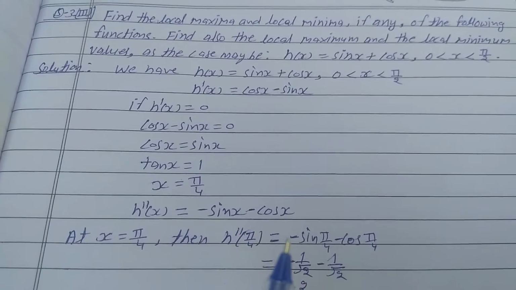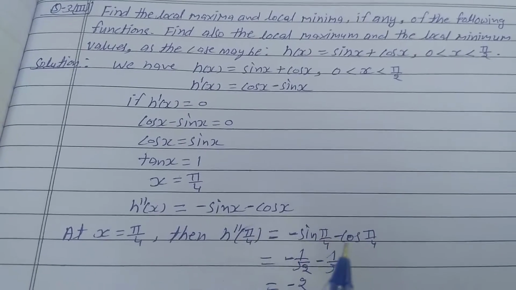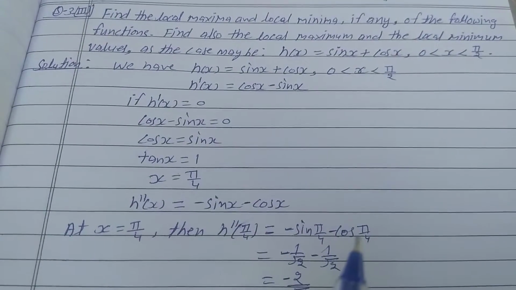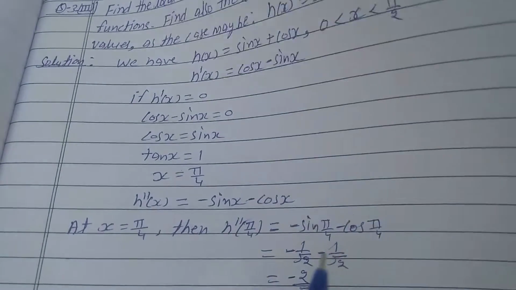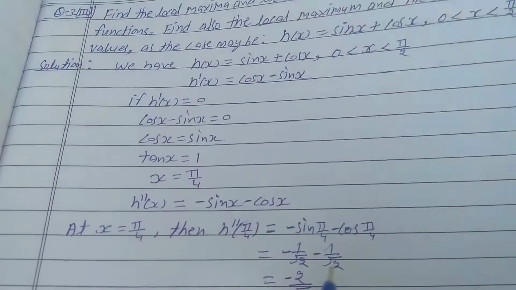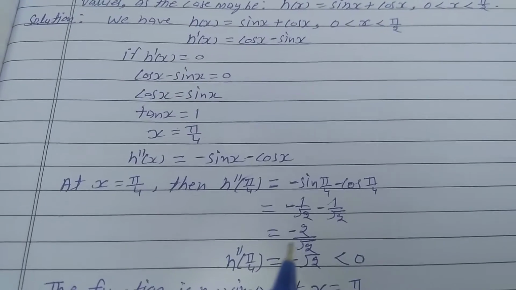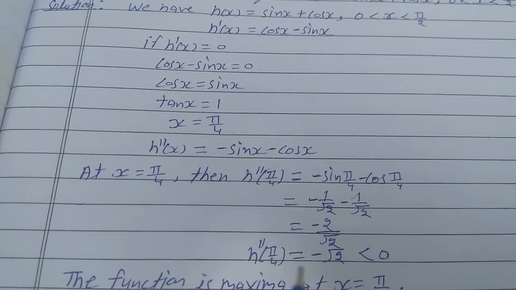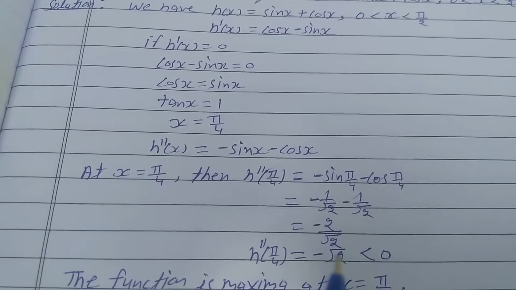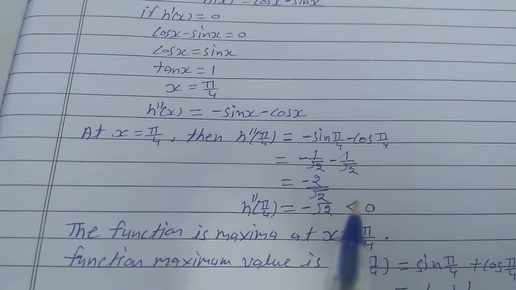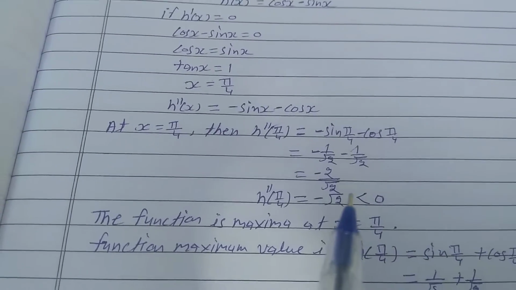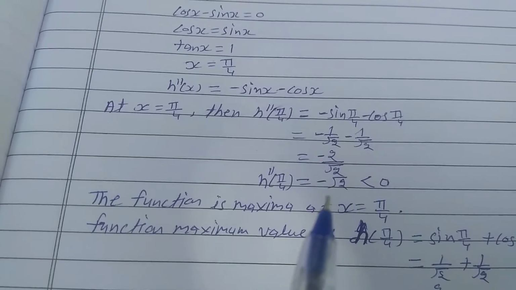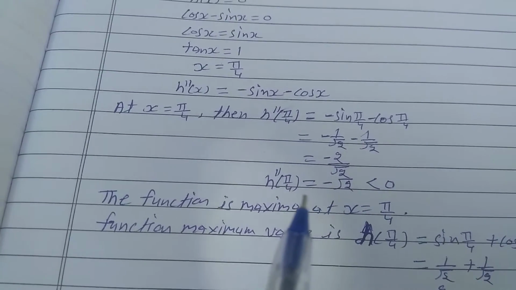4 in this h double dash x function, minus of sin pi by 4 minus cos of pi by 4. The sin pi by 4 value and cos pi by 4 value is 1 by root 2, so it is equal to minus 1 upon root 2 minus 1 upon root 2, which is minus 2 upon root 2. Then h double dash pi by 4 is equal to minus root 2, which is less than 0, means that condition is the maxima condition.